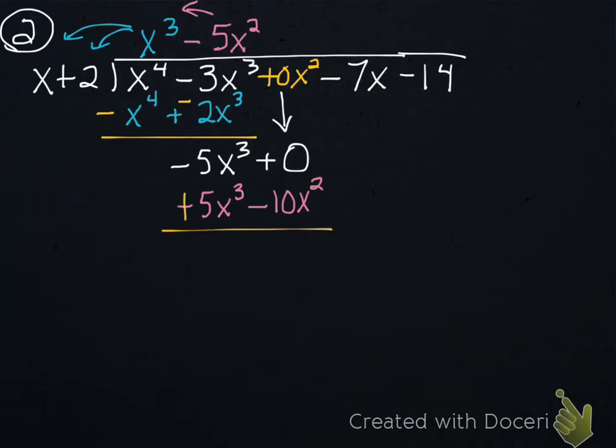Draw your line, change both signs. Plus, plus. Now add. Negative 5x cubed plus 5x cubed cancels like it's supposed to. 0 plus 10x squared is 10x squared. Drop down the next term.